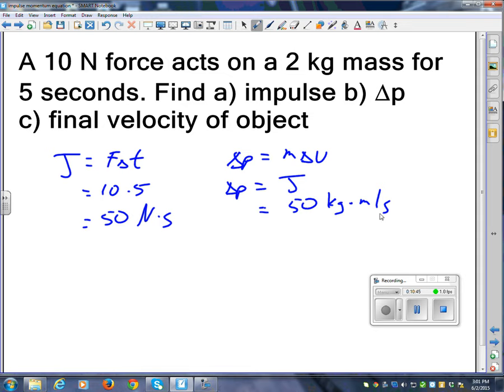Why do we get 50? Because the impulse is the same as the change in momentum. It's like conservation of energy. If you put in 50 Newton seconds of impulse, you get out 50 kilogram meters per second of change in momentum. Why is it so long as a unit? Well, they really should come up with a guy that they can name that after, right? The kilogram meter per second. So Newton seconds and kilogram meters per second are equivalent.